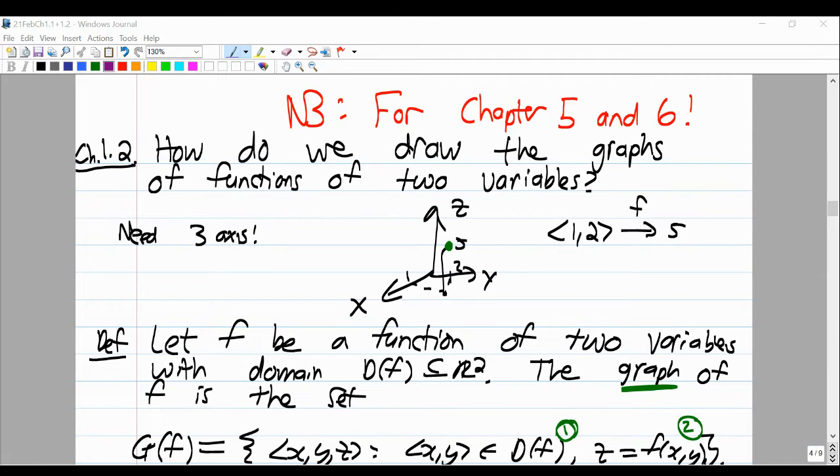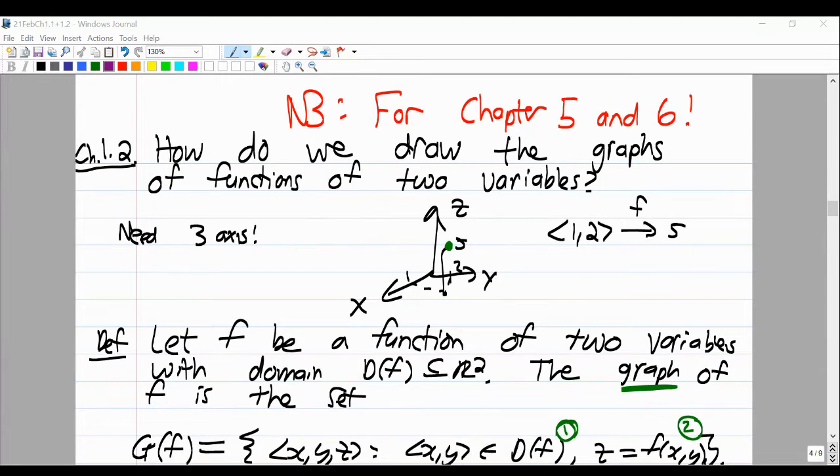So if you have a function whose input (1, 2) becomes an output of 5, this is what you would do. You would travel 1 unit in the x direction, 2 units in the y direction, and z is typically upwards, so 5 upwards, and we get the green dot. Can I get a smiley face? This is how you would sketch a function whose input, the 2D vector, becomes the output 5. All right, but obviously you won't just do it for one point. You will do it for all of the points in the domain.